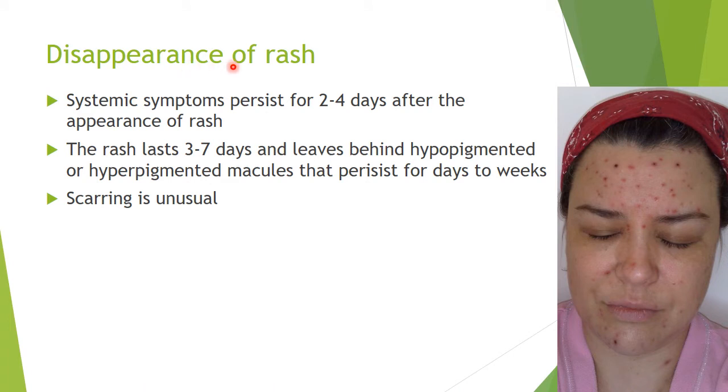So, disappearance of the rash. The systemic symptoms persist for 2 to 4 days after the appearance of the rash. The rash lasts 3 to 7 days and leaves behind hypopigmented or hyperpigmented macules that persist for days to weeks. Scarring is unusual. So these are the resolved chickenpox rashes.